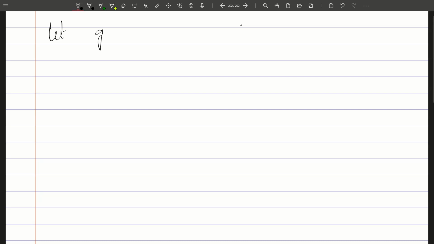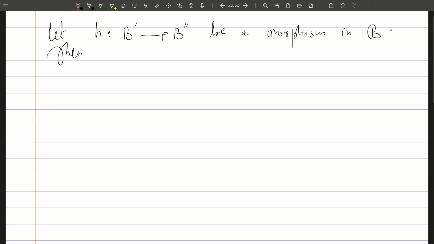Let us call this h. Let h be a morphism from B prime to B double prime. So this is a morphism in category B. If this is the case, then we have the following commutative diagram.